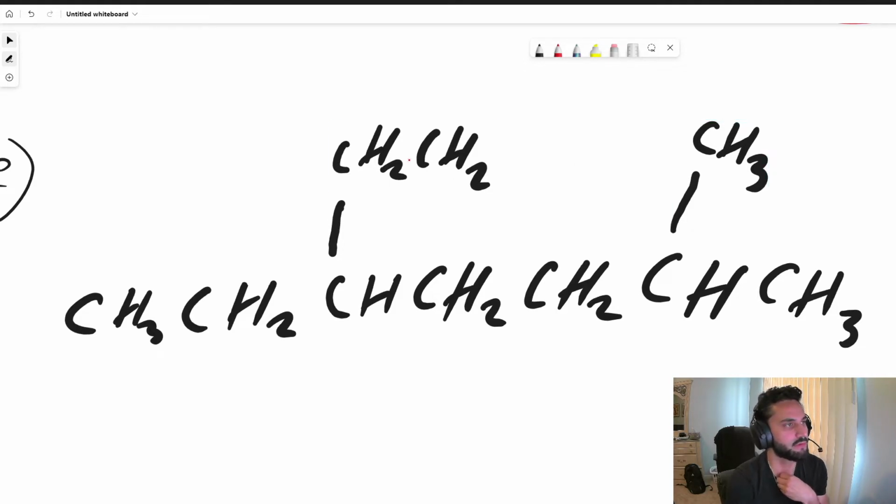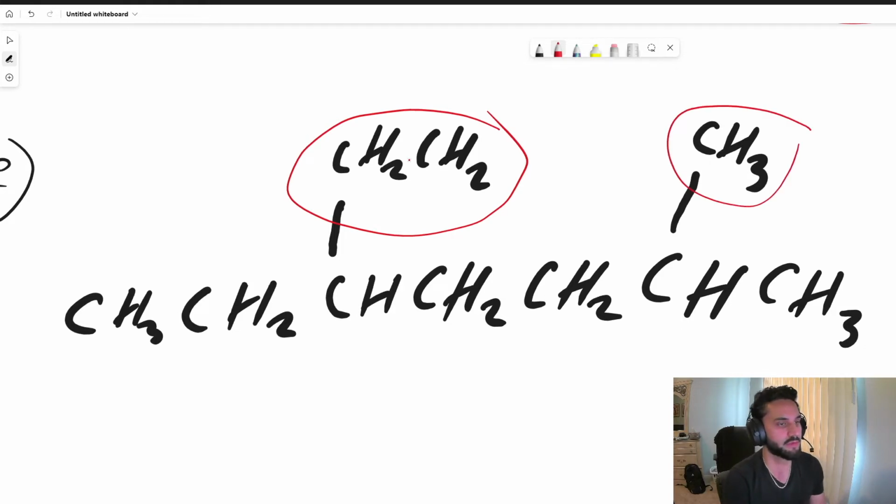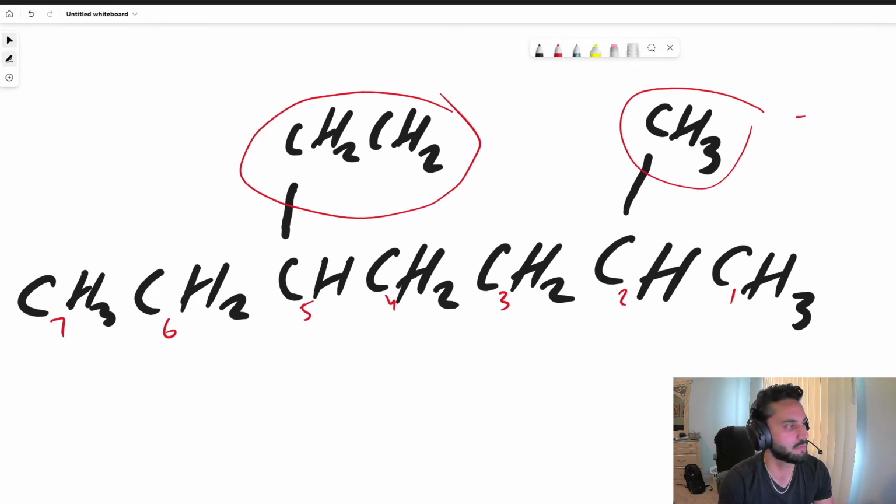And it looks like we now have an ethyl substituent here too. Here's the ethyl and there's a methyl. So let me number these carbons: 1, 2, 3, 4, 5, 6, 7. So we have a heptane. We're dealing with a heptane group, and we have a methyl on carbon number 2. So 2 methyl. And we have an ethyl group on carbon number 5.